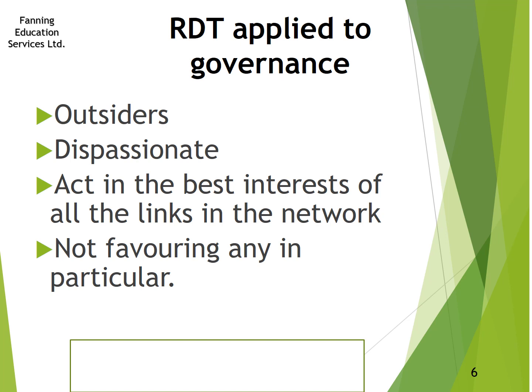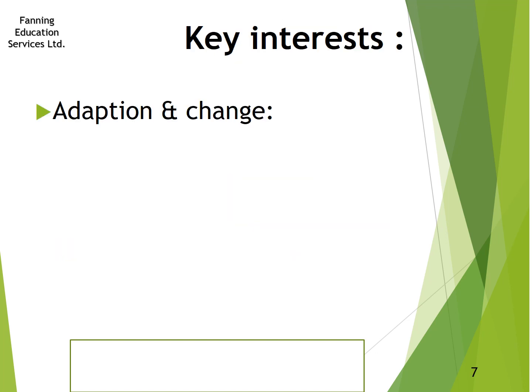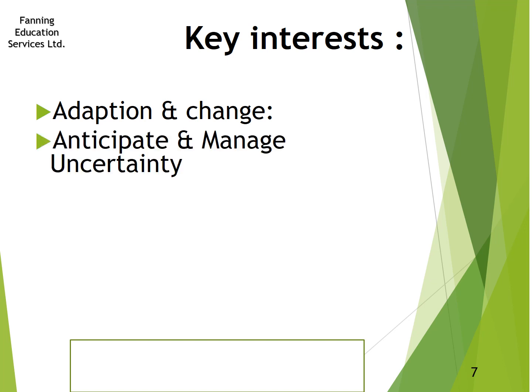So what does it hope to achieve if you adopt this form of theory? Well, the key interest is in adaptation and change. It has the underlying assumption drawn from strategic management literature that in order to survive, organizations must cope successfully with change and uncertainty. And that directors play a key role in these coping efforts through two mechanisms. So the directors are trying to anticipate and manage uncertainty.